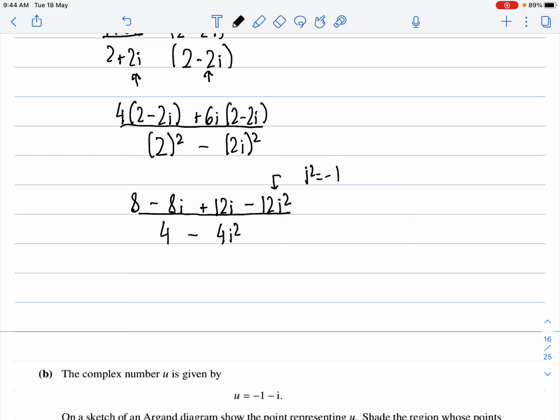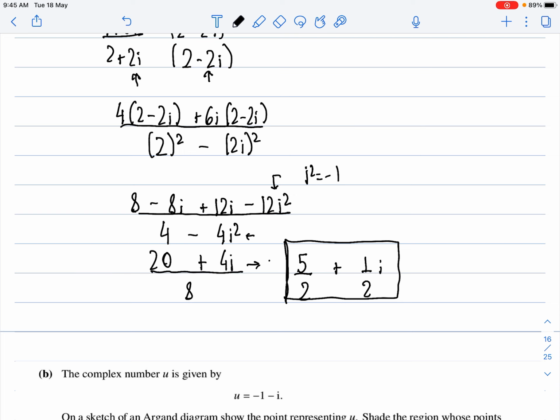12 plus 8 is 20, plus minus 8i plus 12i gives me 4i. And this will be over, I know i square is minus 1, so I'll get 4 plus 4, which is simply 8. So now finally I can write this as 20 over 8, which is simply 10 over 4. 10 over 4 is 5 over 2. So 5 over 2 plus 1 over 2 i. This is my first value of z.